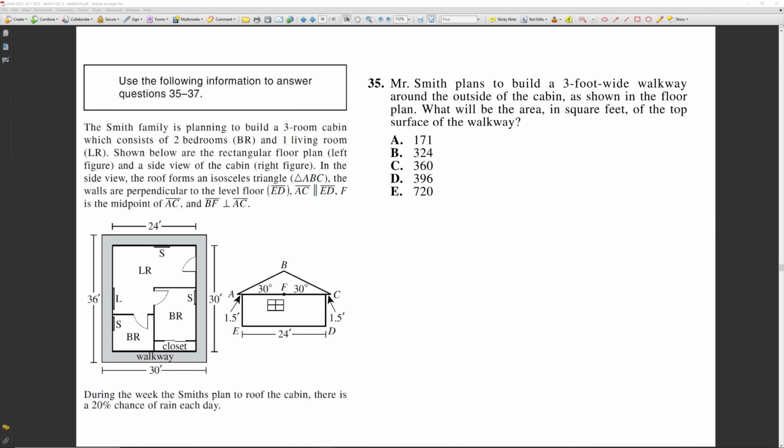Okay. Number 35. Mr. Smith plans to build a 3-foot wide walkway around the outside of the cabin as shown on the floor plan. What will be the area in square feet of the top surface of the walkway? Okay, let's go to the passage.